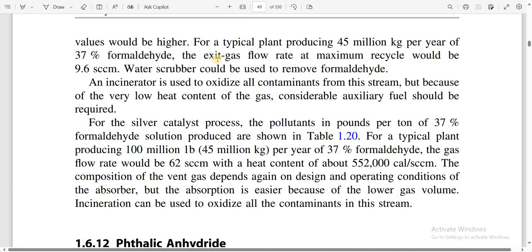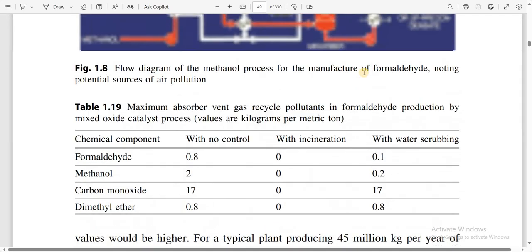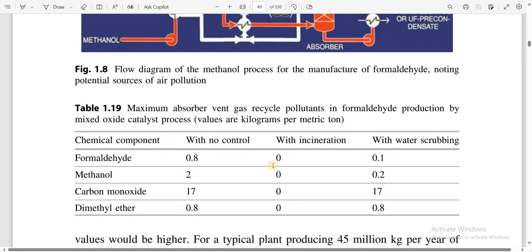So values would be greater for a typical plant producing 45 million kg per year of 37% formaldehyde. The exit gas flow rate at maximum recycle would be 9.6 SCCM. A water scrubber would be used to remove formaldehyde. So this is a table that I haven't shown you. No control, incineration with water scrubbing.